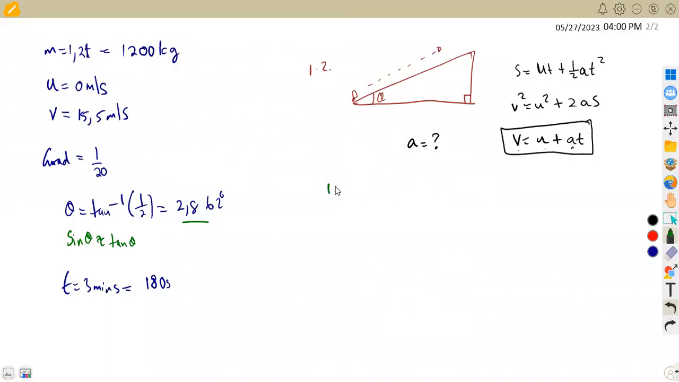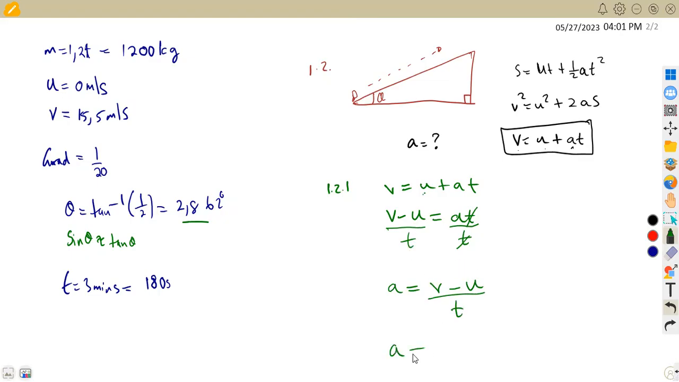Okay, so on 1.2.1, using the formula V is equal to U plus AT, we can make A the subject, or we can substitute our values. If we make A the subject, U to this side, it is going to be V minus U, which is equal to AT. Remember, we want to calculate A, so you can divide by T on both sides. So the acceleration is equal to the final velocity minus the initial, over the time that you're given.